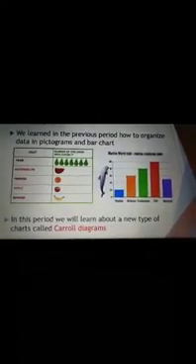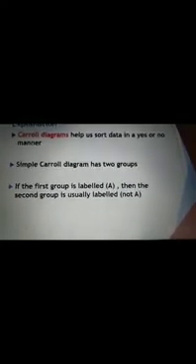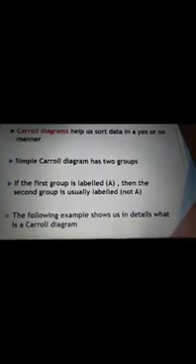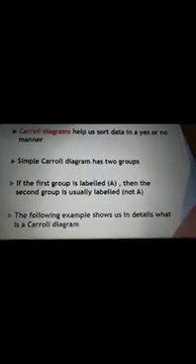In this period, we will learn about a new type of charts called the Carroll diagrams. So the Carroll diagrams is a type of charts. Let's see together how we can make this chart. Carroll diagrams help us to sort data in a yes or no manner. A simple Carroll diagram has two groups. If the first group is labeled A, then the second group is usually labeled not A. The following example shows us in detail what a Carroll diagram is.